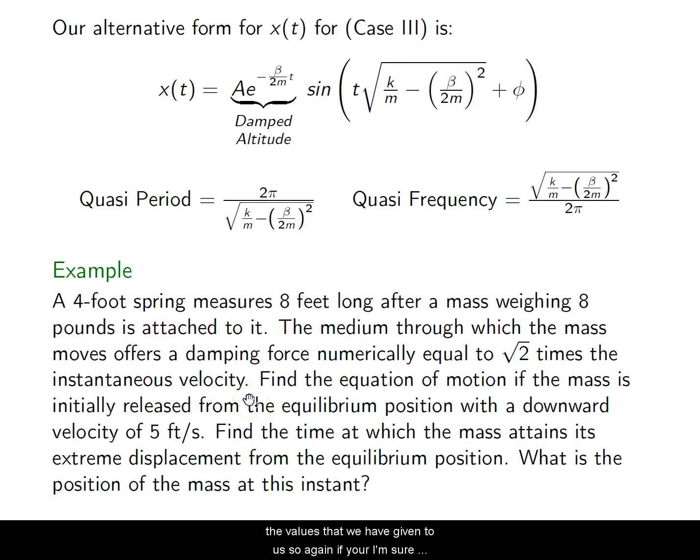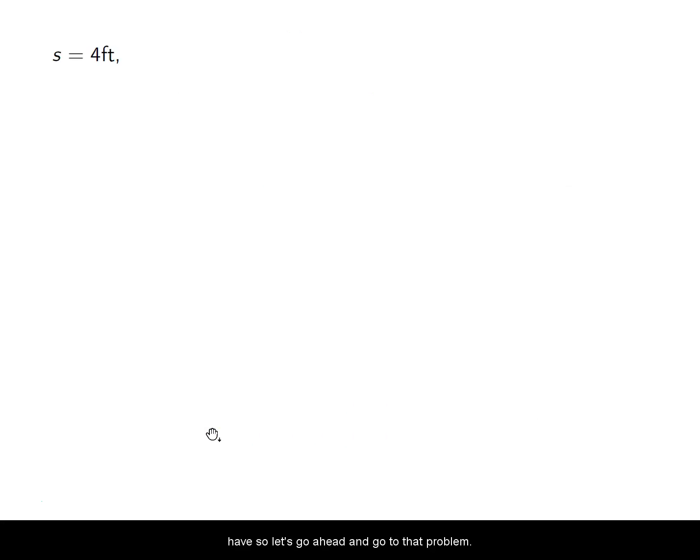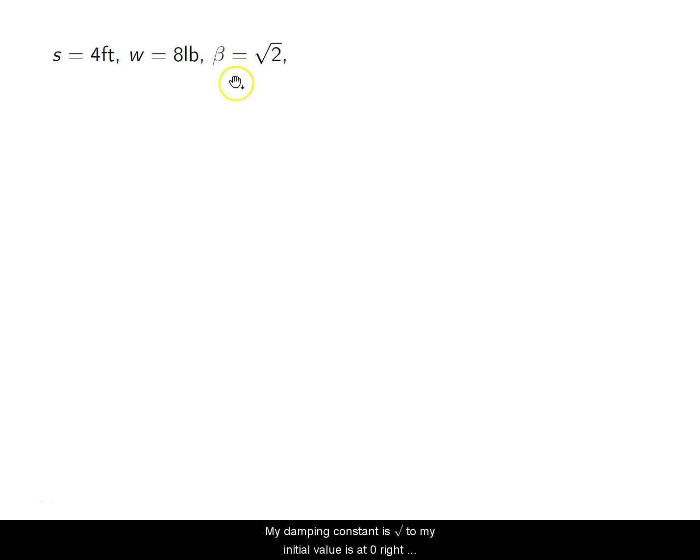Whenever we have a word problem, you really just need to write all the important information that's given to you and then figure out what to do with it afterwards. Maybe you write all the important info, read the question a couple times, and then you get started. That's the info that we have. So let's go through that problem. When we put the mass onto our 4 foot spring, it stretches it by another 4 feet. My weight is 8 pounds. My damping constant is square root of 2. My initial value is at 0.